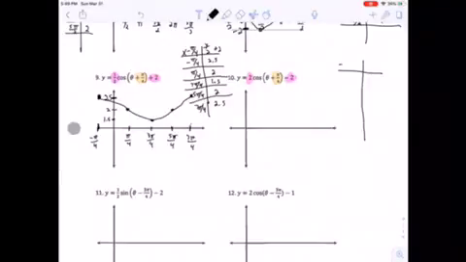So we have x minus pi over 4. Do the opposite operation with the x's. And then we have 2y minus 2. So this is the same thing as last time. Our x's are going to stay negative pi over 4, pi over 4, 3 pi over 4, 5 pi over 4, 7 pi over 4.